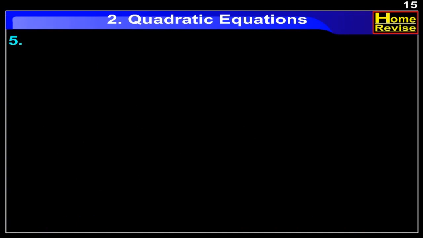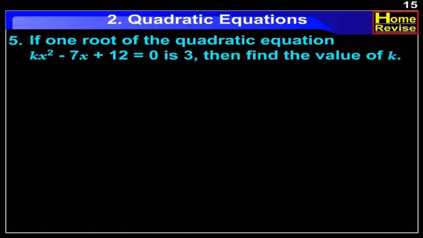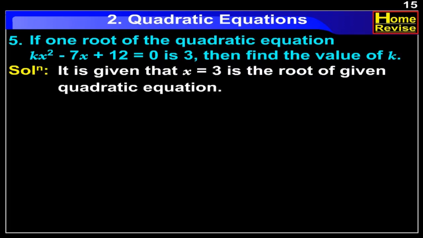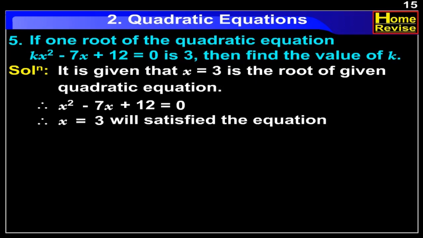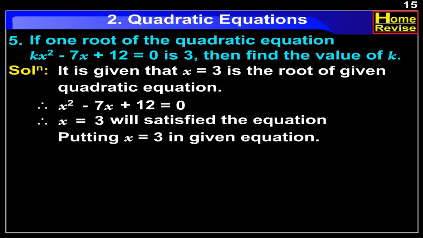Question number 5. If one root of the quadratic equation kx square minus 7x plus 12 is equal to 0 is 3, then find the value of k. Solution. It is given that x is equal to 3 is the root of the given quadratic equation, which means that it satisfies the equation. Therefore, putting x is equal to 3 in the given equation, we get k into 3 square minus 7 into 3 plus 12 is equal to 0.